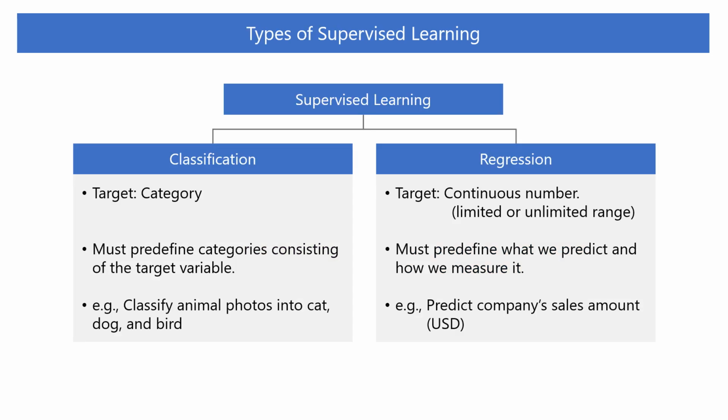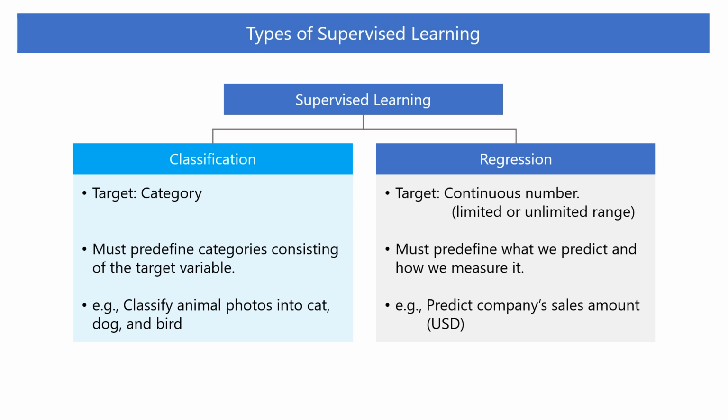There are two types of supervised learning: classification and regression. Classification is used when the target variable is a category, while regression is used when the target variable is a continuous number. Regardless of whether the target variable is a category or a number, in order to use supervised learning, it is necessary to predefine what the target variable is and the range of possible values or categories for the target variable.